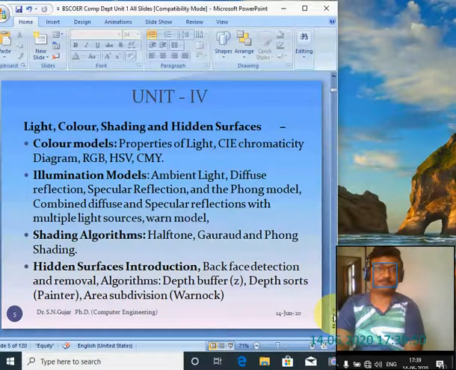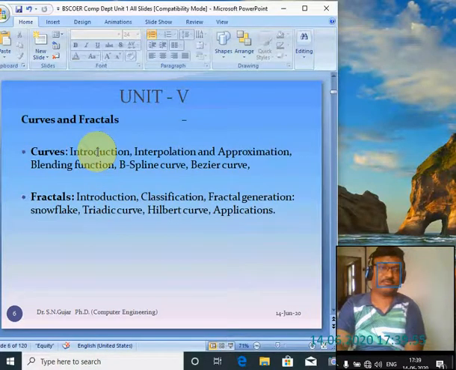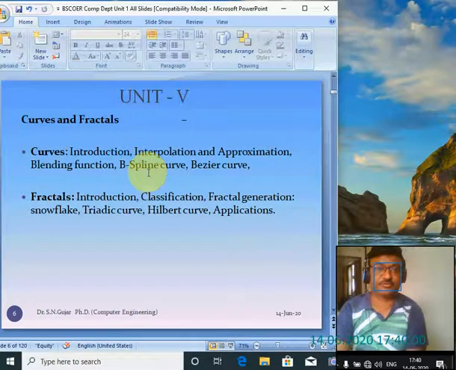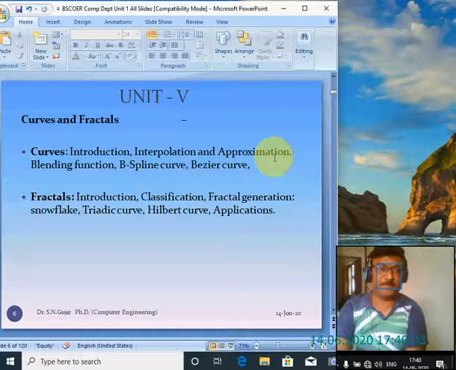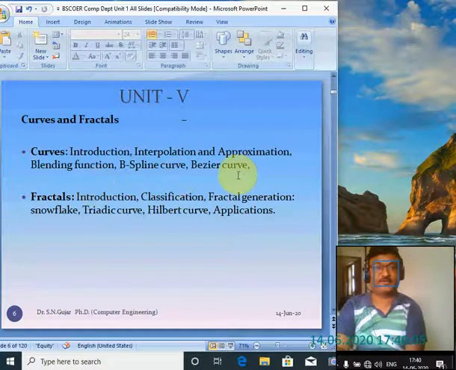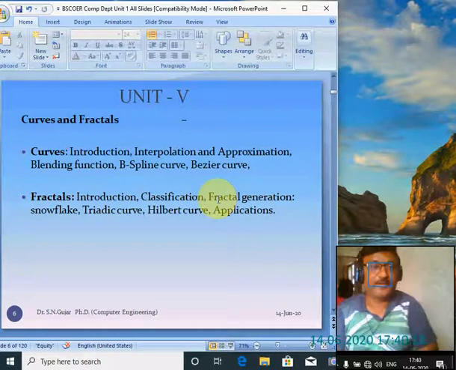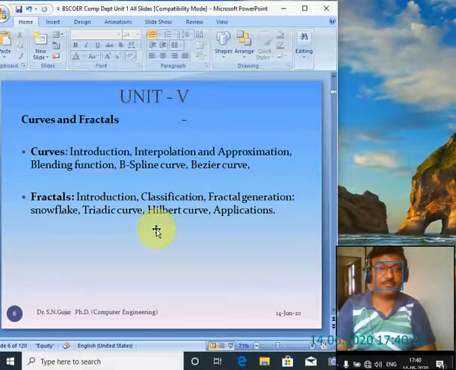Now unit number 5. Unit number 5 has curves and fractals. Here for curves you are going to learn the introduction, interpolation and approximation, blending functions, and B-spline curves and Bezier curves. So 4 points you have to consider over here to draw the Bezier curve. Fractals: the introduction of fractals, classification of fractals, fractal generation, the snowflake, triadic curves, the Hilbert curve, and applications. So these are all the points you are going to learn in unit number 5.